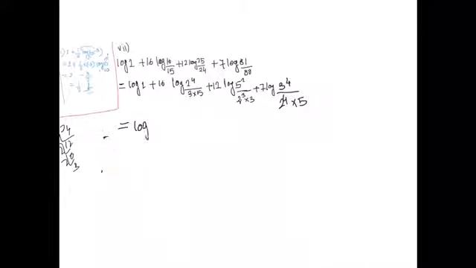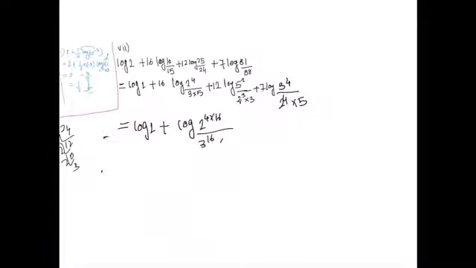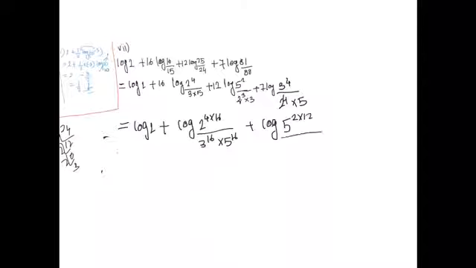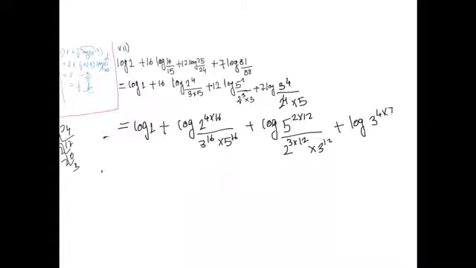We can write log 2 plus log of 2 to the power 4 into 16. Here 3 into 16 and 5 into 16. The power gets multiplied for everyone: log 5 to the power 2 into 12, and 2 into 3 into 12, plus log of 3 to the power 4 into 7, divided by 2 to the power 4 into 7 into 5 into 7.